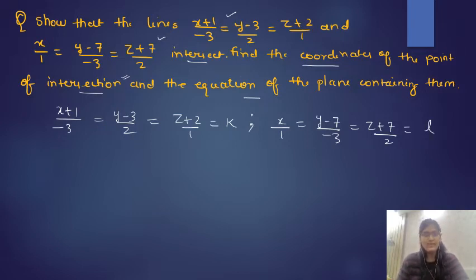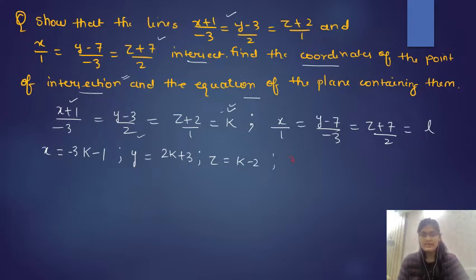So what is x from here? If you put (x plus 1) by minus 3 as k, you will get x equals minus 3k minus 1, because the minus 3 will go into multiplication. Similarly, y will be 2k plus 3, then z will be k minus 2, right?